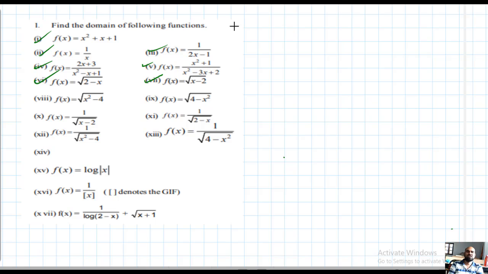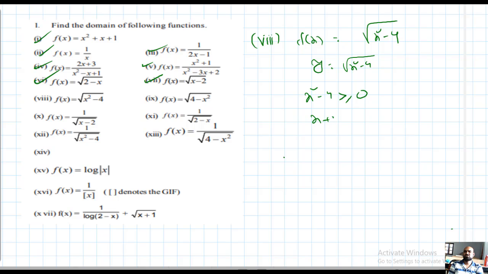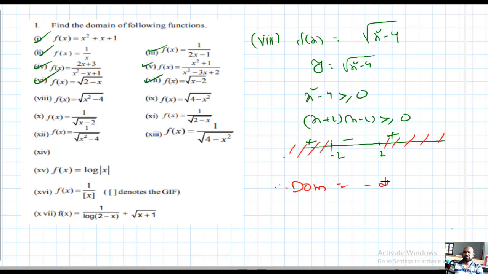Students, the seventh is also explained. Eighth problem now. f of x equal to root over x square minus 4, or y equal to root over x square minus 4. For what values of x is y real? It means x square minus 4 should be greater than or equal to 0, since it is under the root. Or x plus 2 into x minus 2 greater than or equal to 0. Minus 2 and 2 on the sign scheme, this is the sign scheme method. I already explained this in basic inequalities, greater than symbols you want. So domain equal to minus infinity to minus 2 closed, union closed 2 to infinity.